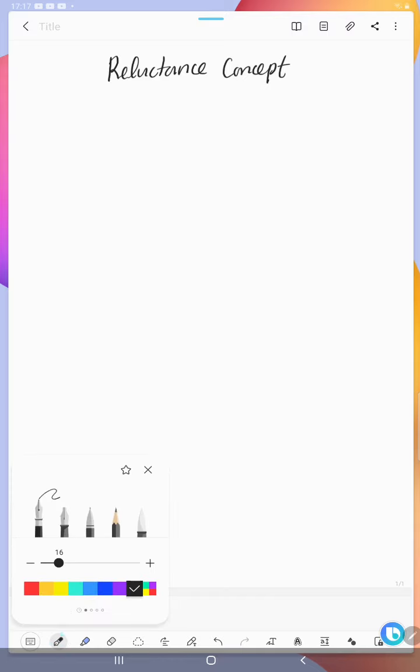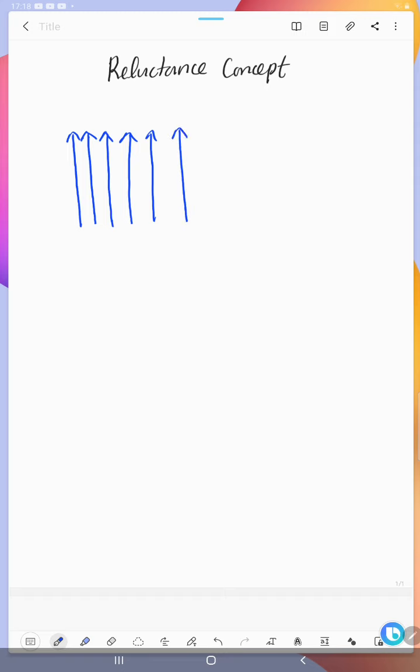The reluctance concept can be easily understood by using the method described below. For this, for the magnetic field lines, these are the magnetic field lines. Here we are using two different objects for understanding the concept. One is the isotropic material and another one is the anisotropic material.